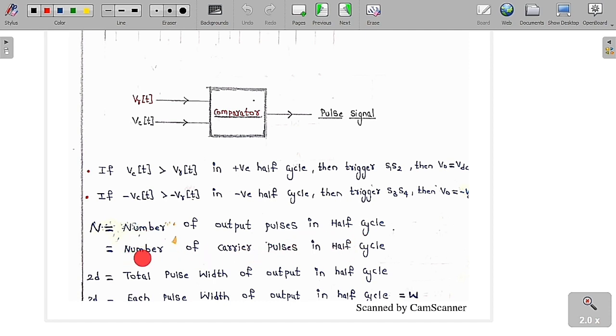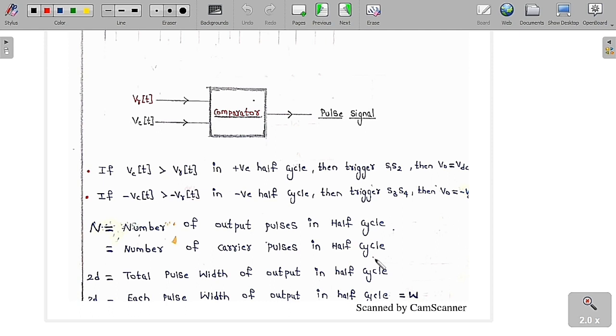It is also called the number of carrier pulses in half cycle. So n is also equal to the number of carrier pulses in half cycle. It means the number of carrier pulses in half cycle is equal to the number of pulses we are going to get in the output V0 in half cycle. So n is the number of output pulses in half cycle, or the number of carrier pulses in half cycle.